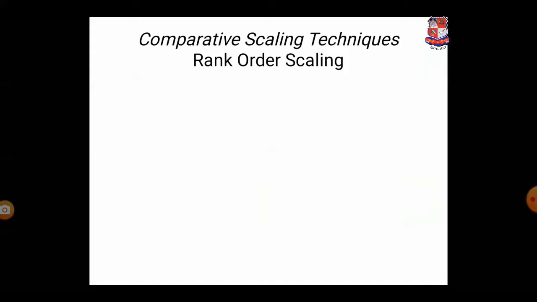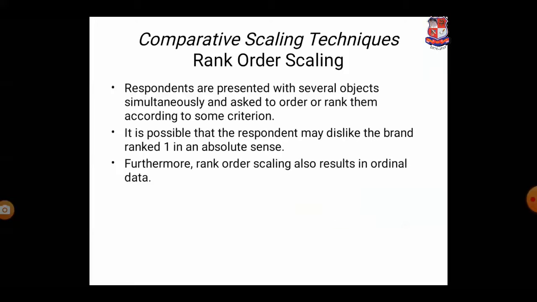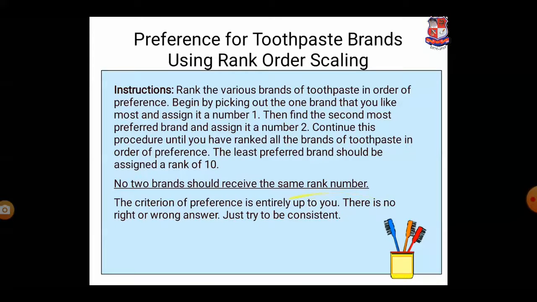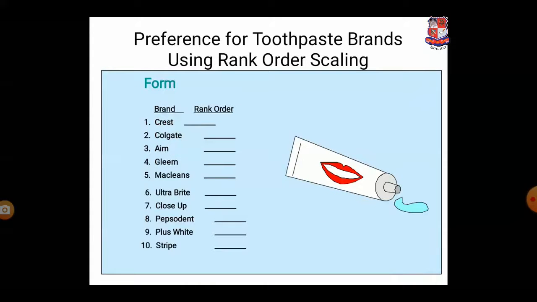Next, we are going to move further towards the rank order scale. In a rank order scale, respondents are presented with several objects or several brands and are asked, based upon some criteria which is given to them, to give a rank to the different brands. An example of the rank order scale is given.